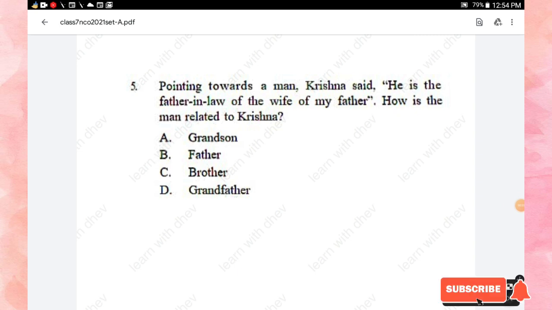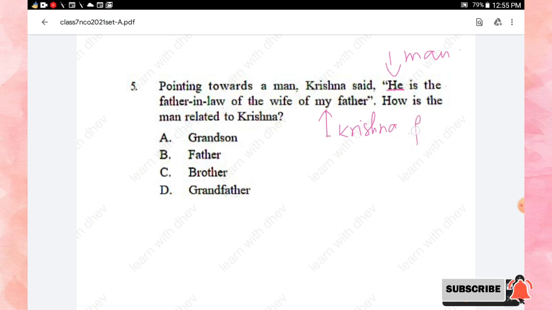Question number 5. Pointing towards a man, Krishna said, "He is the father-in-law of the wife of my father. How is the man related to Krishna?" So now here, he refers to the man. So the man is the father-in-law of the wife of my father. So my refers to Krishna. So my father means Krishna's father. Next, wife of Krishna's father. Wife of Krishna's father is Krishna's mother.